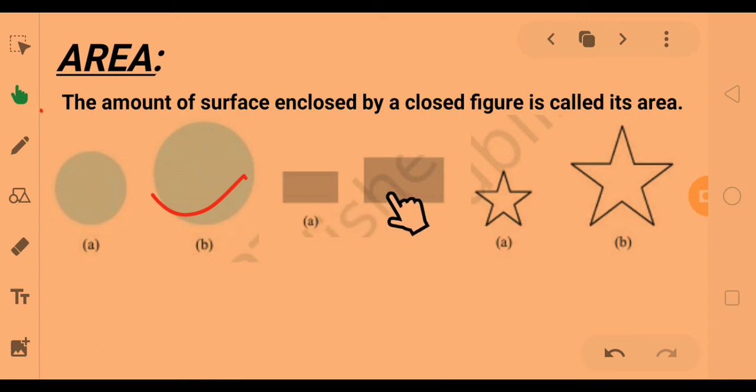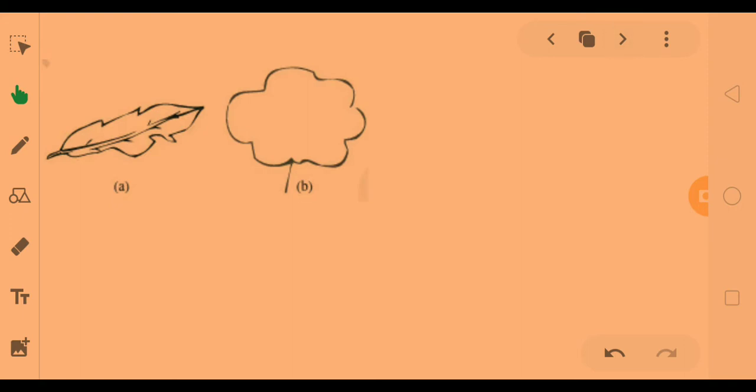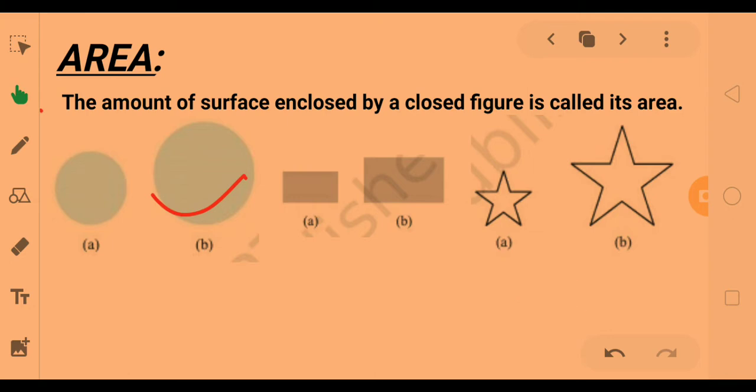Now see the next set of figures. Two rectangles are there. One is small, one is bigger. By looking at the figure, we find that B has more area. Then similarly, in the third set, two stars are there, and we can say that the second one has more area than the first one. But it is not always possible to compare them by the figures, because these figures are of different shapes. We didn't say exactly how much area each figure has. This is our prediction and it is correct, but we are not able to say how much exact area each figure has.